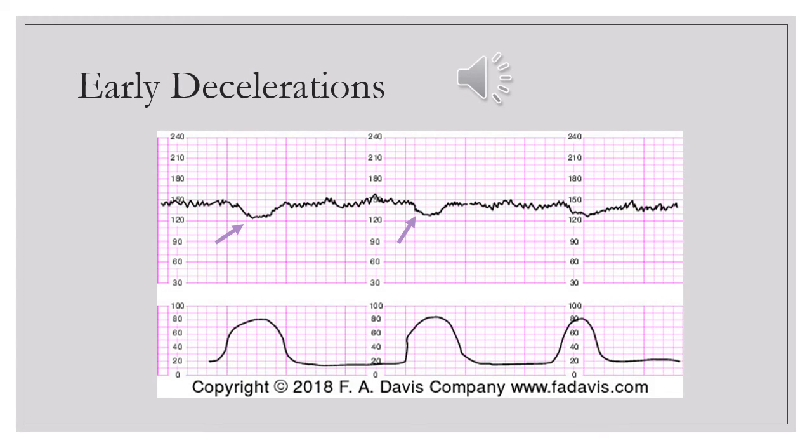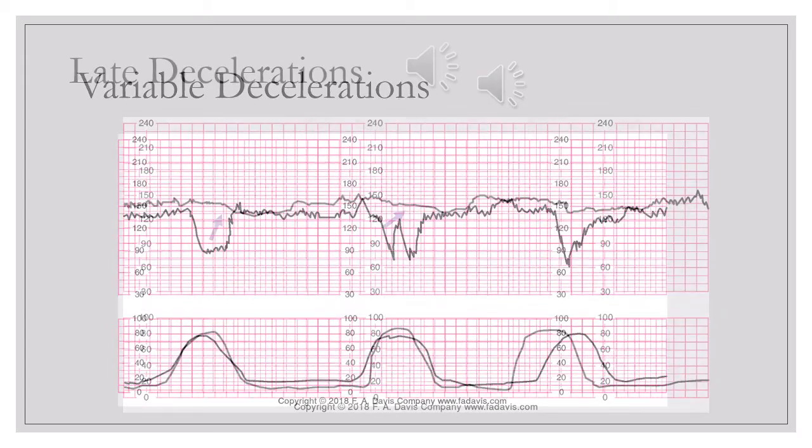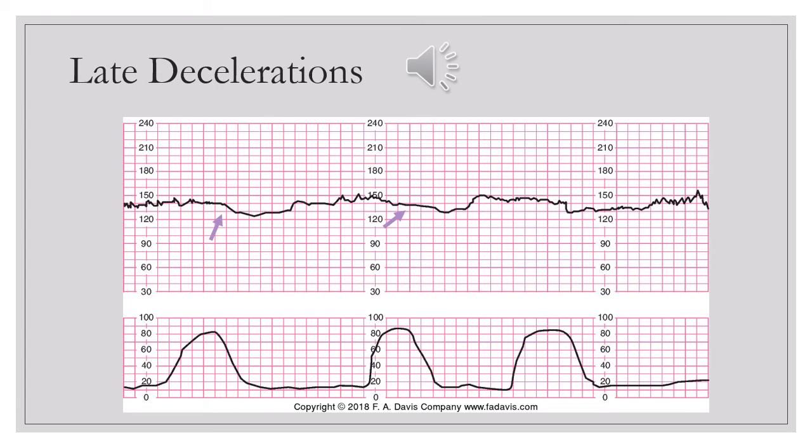So here's a fetal monitor strip that shows the early decelerations occurring with the contractions. And again, these signal head compression. Variable decels are easy to spot because they usually have that abrupt and jagged appearance that you see on the screen in this fetal monitoring strip. Late decelerations have that gradual dip, and that dip doesn't start with the contraction. It starts after the contraction's already in progress.